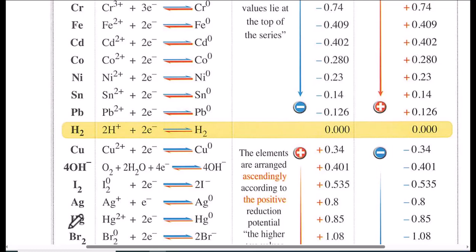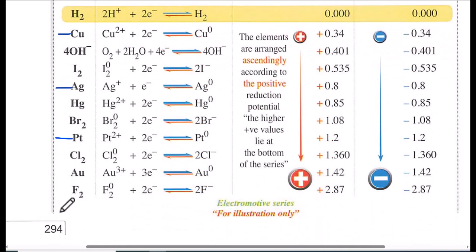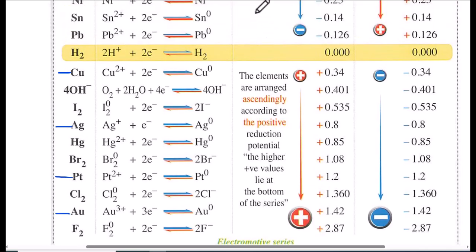The most famous elements in the levels lower than hydrogen are the coinage elements, like copper, silver, platinum, gold. They are less than hydrogen, so their oxidation potential is negative, and they have high reduction potential. They are easily able to accept electrons from other elements in the higher positions.